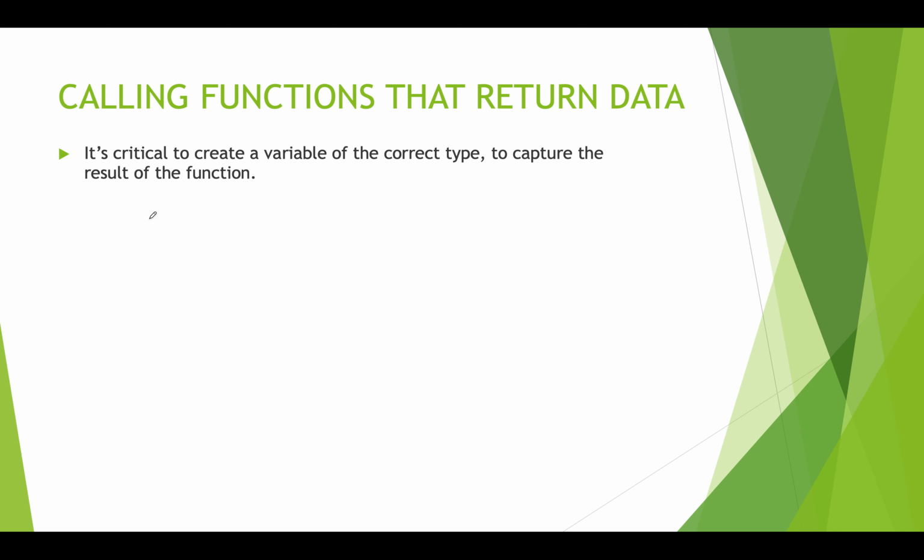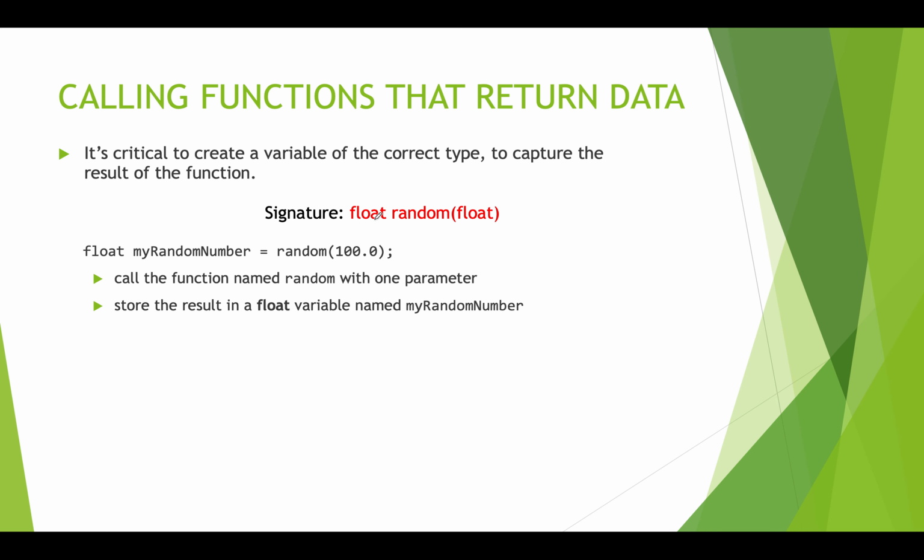So one of the things you need to think about when you're using functions that return values is that typically you need to create a variable of the correct type to capture the result of the function. So if we have a function that has this signature, it is called random, it takes a float, it returns a float. If we want to use this function, we need to create a variable like float my random number so that we can capture the value of that. And then we assign the whole function call to this. So this has to be float because the float is the return type here.